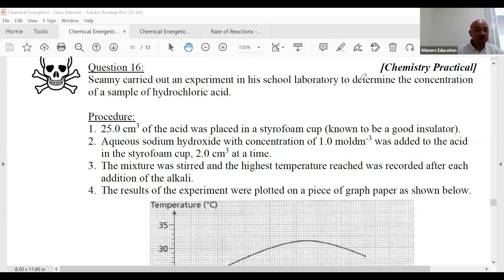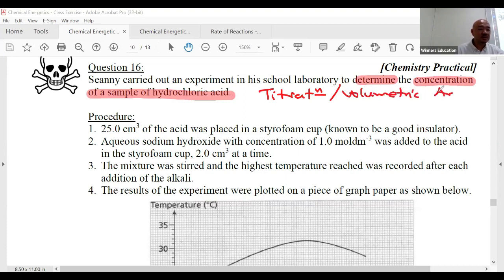Usually, how do you find out the concentration of a sample hydrochloric acid? In sec 3, you do what? You do titration, also known as volumetric analysis. What will you use? You want to find the acid, right? You'll do HCl. You'll use sodium hydroxide, an alkali, usually, if not potassium hydroxide. So they'll react. Agree with me, everyone? Then you'll form salt and water.